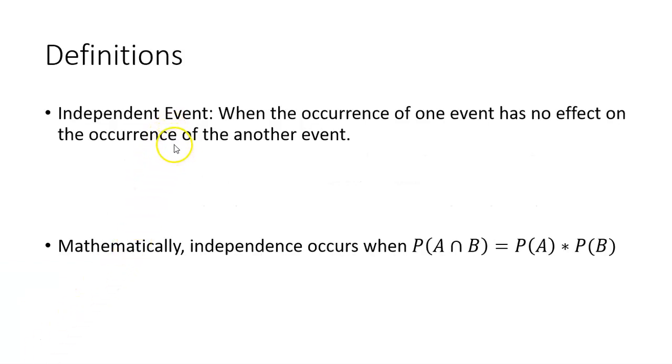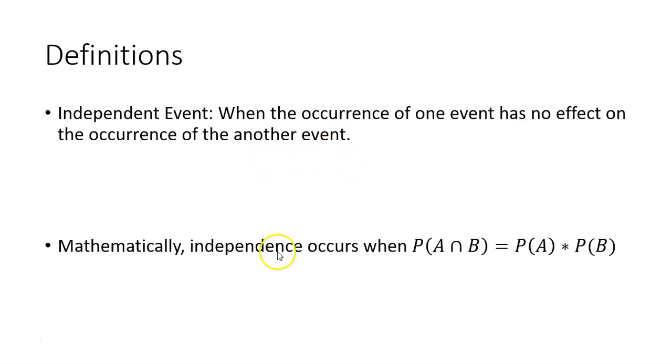An independent event is when the occurrence of one event has no effect on the occurrence of the other event. So we're talking not statistically, probability-wise here. So we're saying, does the probability of the first event occurring affect the probability of the second event occurring?